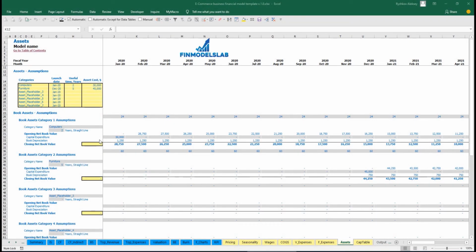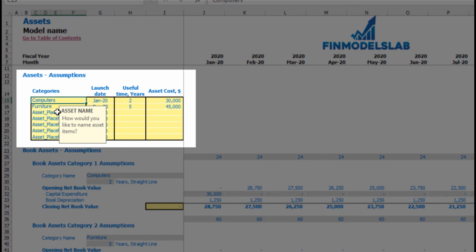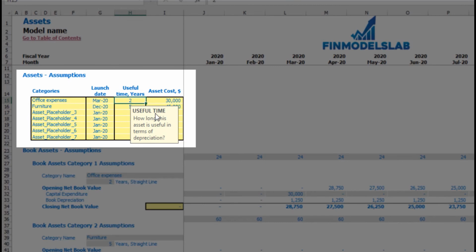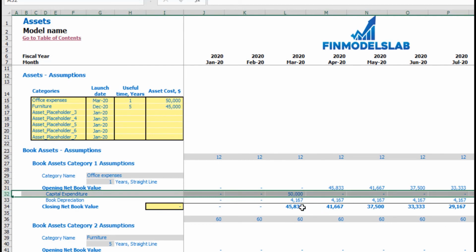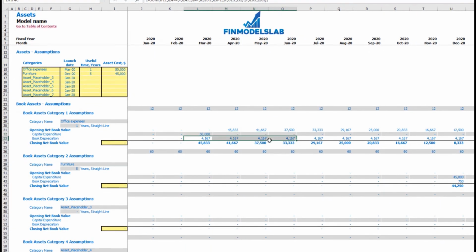On the Assets tab, you may input up to 7 asset line items and change them accordingly. For example, for line item number 1, office expenses, you can set up the launch date for this asset type, for example March 20. You can input the useful life in years, let's say it's 1 year, and the asset cost, for example $50,000. So you may see in the calculation below the capital expenditure, which is in March 20. You may see the calculation of book depreciation for 1 year according to the useful life.